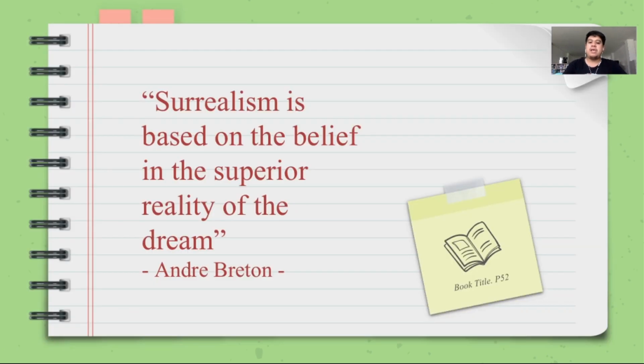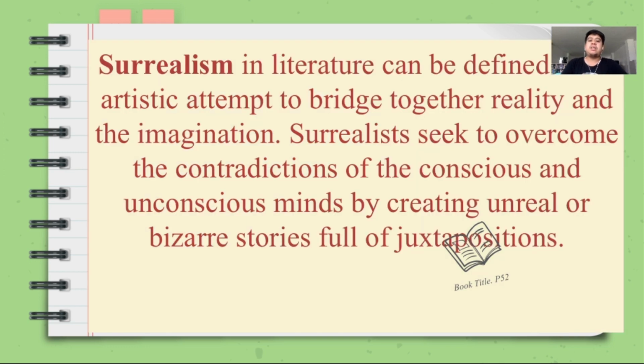So surrealism is based on the belief in the superior reality of dream, according to Andre Breton, a famous poet during that time. Surrealism means super real or beyond reality. Okay? So surrealism in literature can be defined as an artistic attempt to bridge together reality and the imagination. So finding a relationship also to what exists and what does not, what is real from what is not.